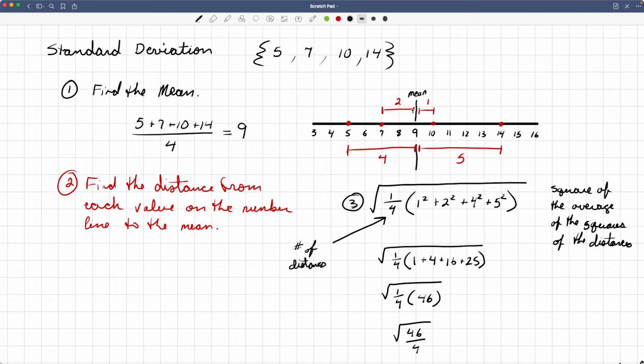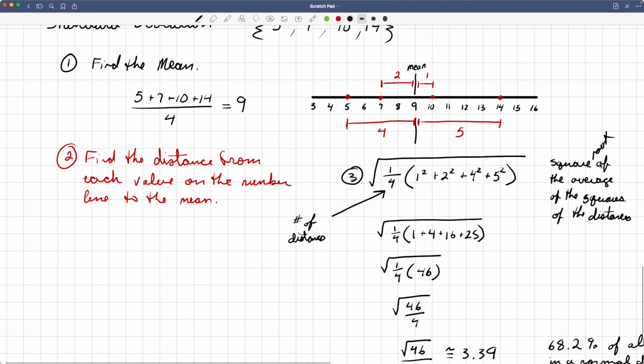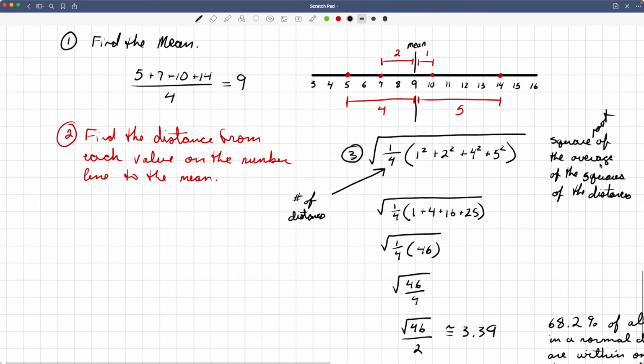So 7 is 2 away from 9, 10 is 1 away from 9, 5 is 4 away from 9, and 14 is 5 away from 9. So I'm going to take the square root, sorry, not the square, but the square root of the average of the squares of the distances from the mean. So 1, 2, 4, and 5, those are four numbers, four distances.